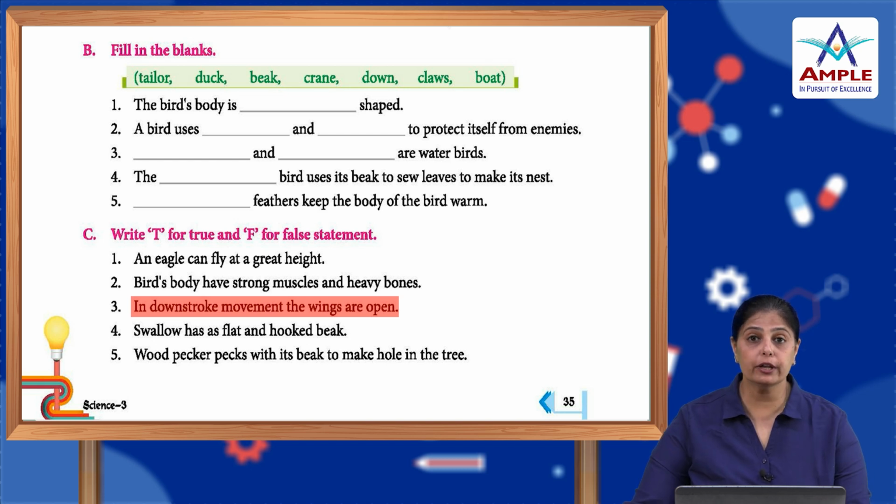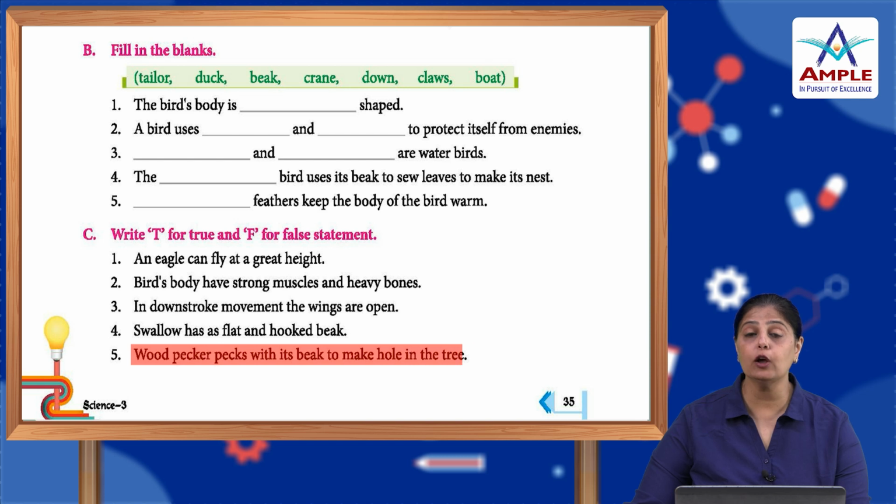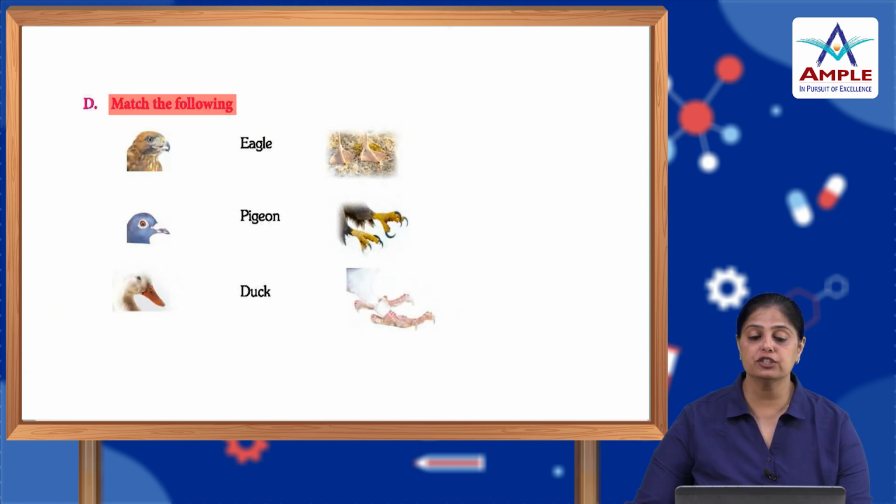Alright. So, we are talking about the beak of swallow. Swallow has the beak which are broad and short. Alright. So, now the next one. So, this answer is false. Okay. Now, woodpecker pecks with its beak to make hole in the tree. Absolutely true.